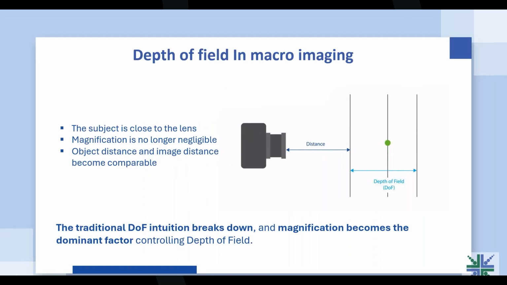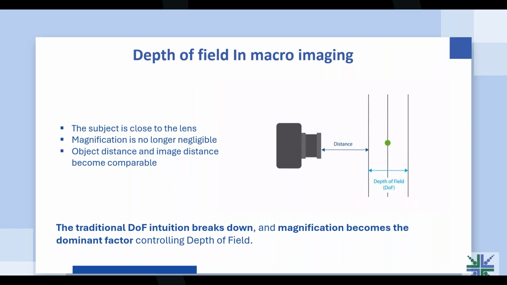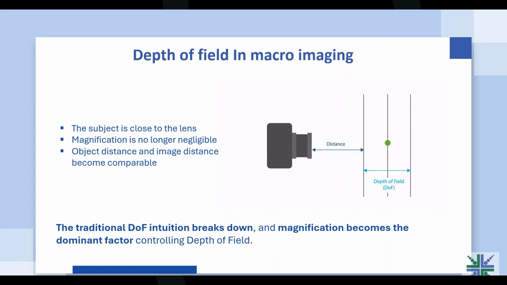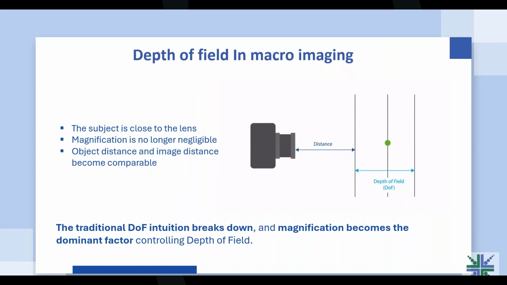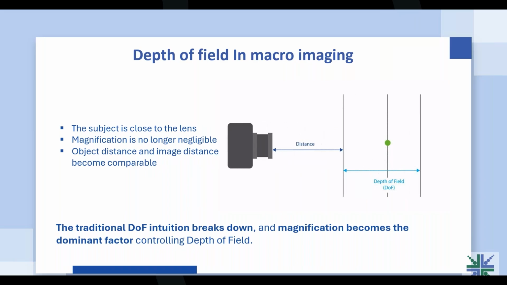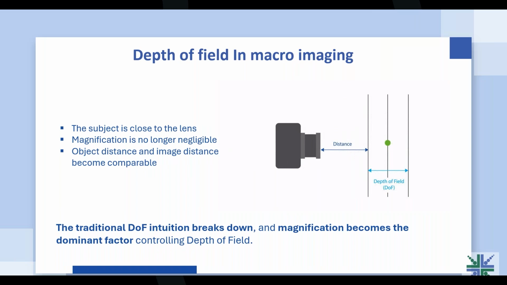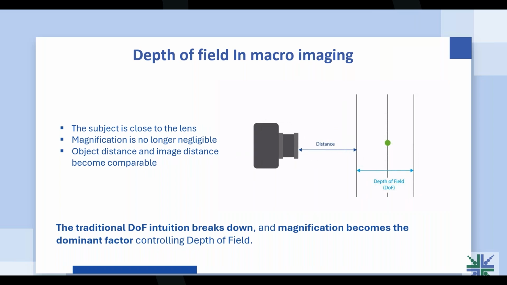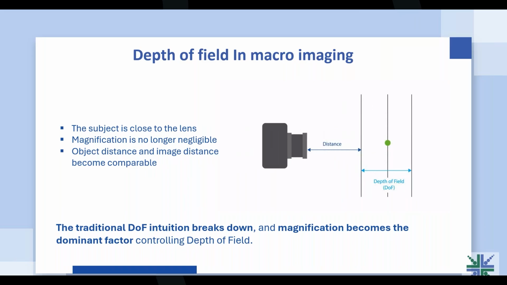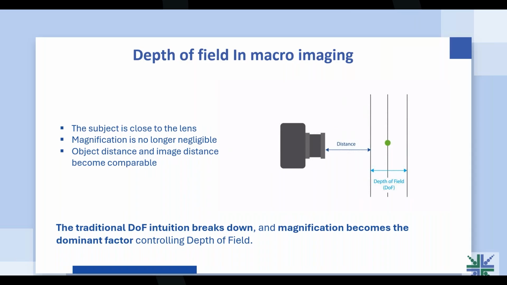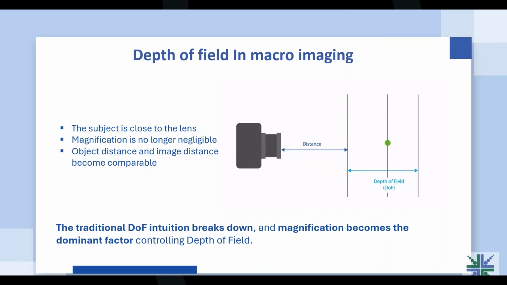Let us see how depth of field becomes limited in macro imaging. The simple reason is that in macro imaging, the camera is placed very close to the subject. As the camera moves closer, magnification increases, and as magnification increases, the depth of field reduces very quickly. Unlike normal imaging, where the subject is far away and most of the scene naturally stays in focus, macro imaging pushes the optical system into a regime where only a very thin region remains sharp. Even a small change in distance can cause part of the image to go out of focus.